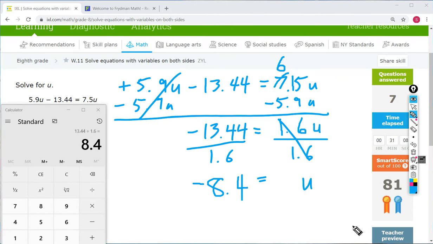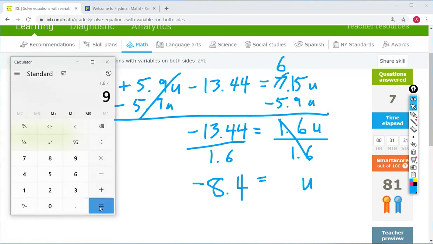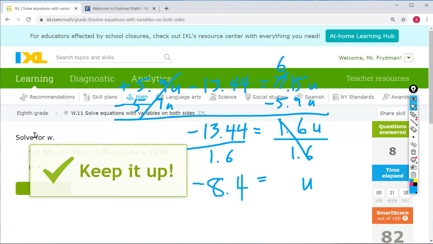Yeah, that would, let's see. No, that would have been 14. So 1.6 times 9 would have been 14.4, right? 1.6 times 9 is 14.4. Yeah, so not 13.44. So that was a bad guess. All right. Anyway, so our answer here is negative 8.4. There we go.